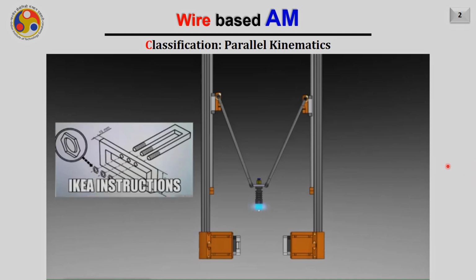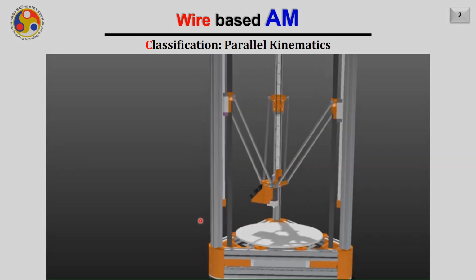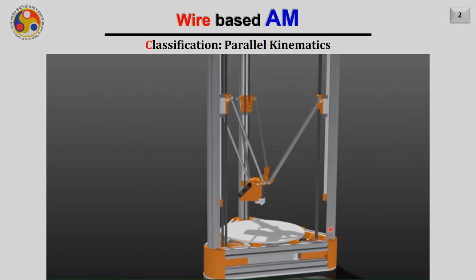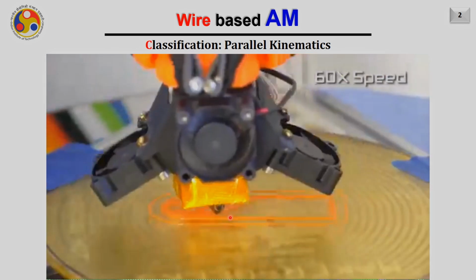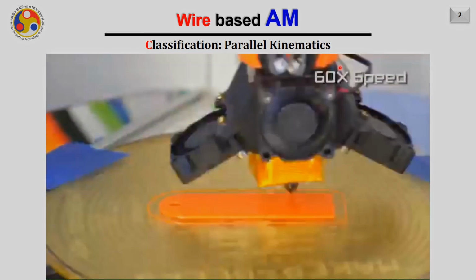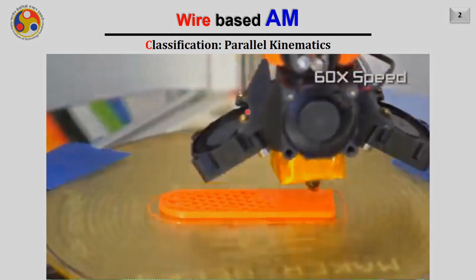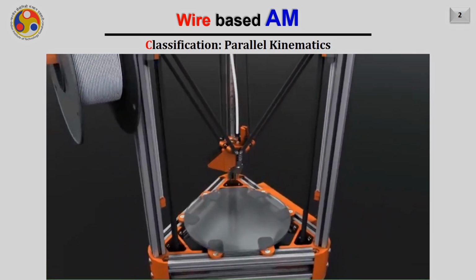The machine you are seeing here is nothing but a delta printer, which is usually preferred to increase the Z distance or the Z working envelope. With a very small footprint area, you can print a really large component. The main advantage is only in the Z direction. Otherwise, the rest of the things are the same. Like I have mentioned, there is a liquefier giving resistance heating and depositing the material.